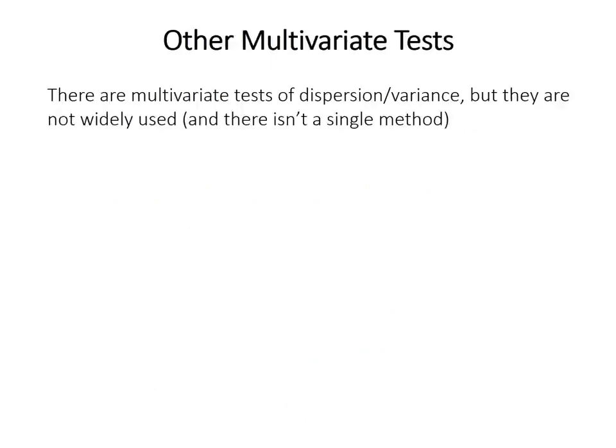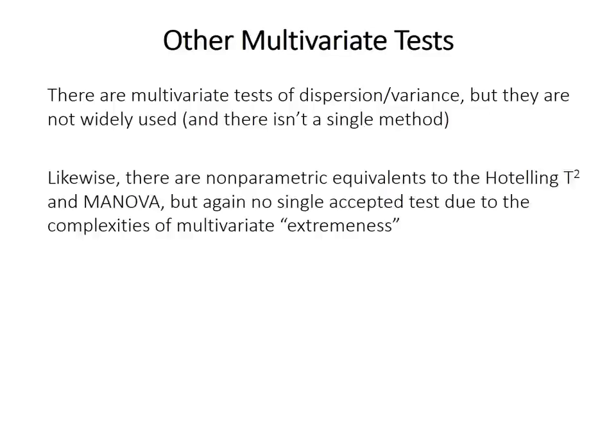So just a final word, we haven't covered tests for all the possibilities. If you look at your flowchart, there are a number of outcomes, particularly on the multivariate side, that haven't been filled out yet. And this is partly because a lot of these goals are pretty esoteric and not really that widely used. I mean, there aren't very many situations where you want to test for differences in dispersion for multivariate non-normal data, for example. There are multivariate tests for dispersion, as well as non-parametric equivalents for Hotelling's T-squared and MANOVA, but there's often a number of different possibilities because there's no real unique solution for multivariate extremeness.